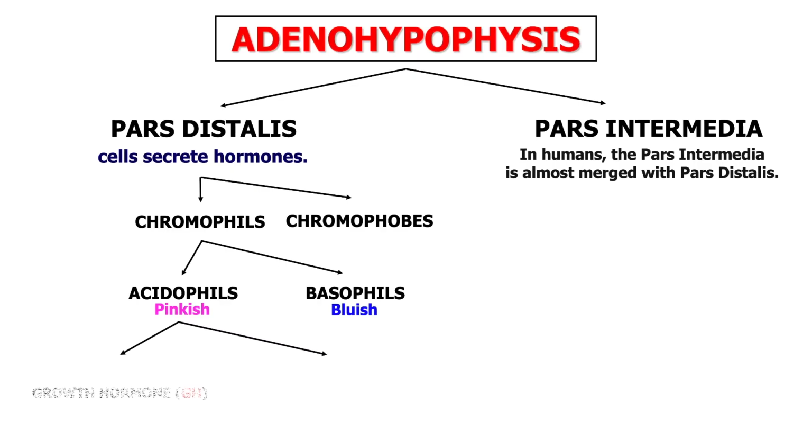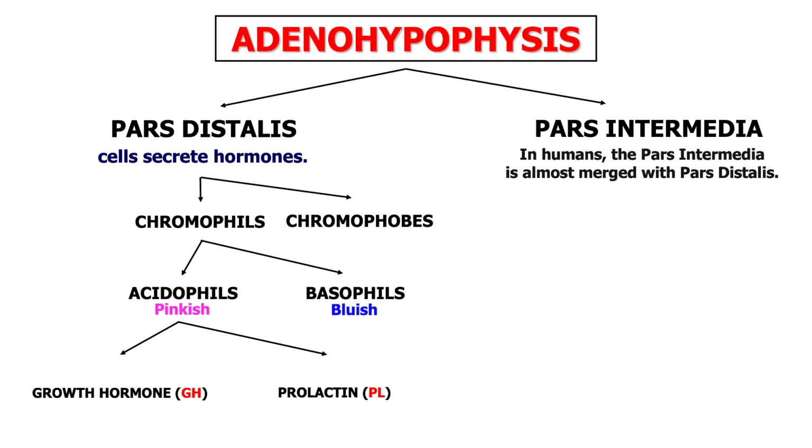So acidophils produce two main hormones, which are growth hormone and prolactin. As the name suggests, growth hormone is a chemical messenger which will tell the parts of the body to grow, and prolactin has two words, pro and lactin. Pro means before and lactin means lactation. So prolactin is a hormone which comes before lactation, before a female mammal can produce milk with her mammary glands. So you have growth hormone and you have prolactin.